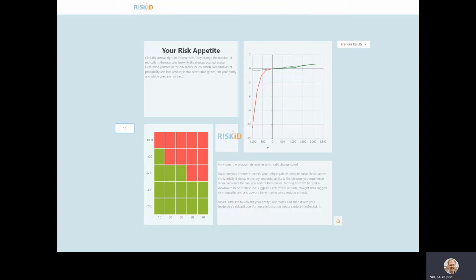In the risk matrix, this is reflected in a risk-averse attitude, in which cells with a low probability and a high loss are colored red. Risk Appetizer thus shows you your risk attitude in a pain and pleasure curve and how this risk attitude influences your risk appetite in a risk matrix.